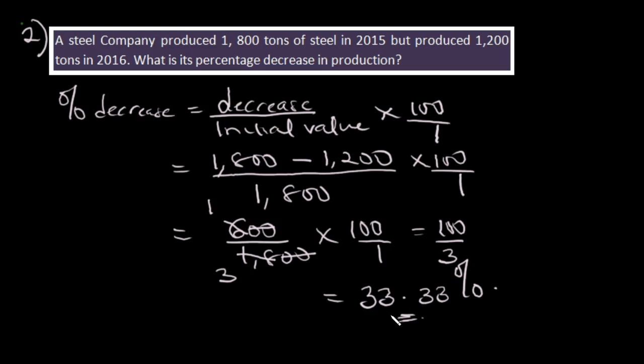So we can say now that there has been a 33.3% reduction or decrease in the production of that steel company, which could be as a result of so many factors. Maybe they decided to start producing something else, or maybe the cost of raw material has increased. Whatever it is, the production of the steel company has reduced by 33.3%. Let's take a little bit different example from what we have.